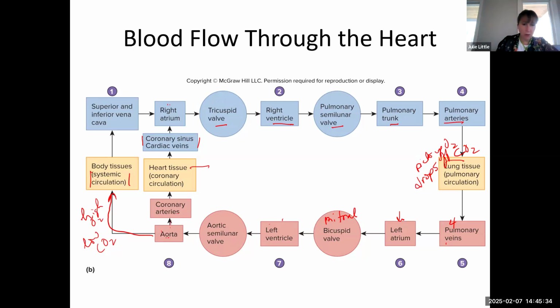The aorta, the coronary arteries, right and left, branch directly off the aorta, serve the heart tissue by going through the capillary beds, and then all the capillary beds form into veins called the cardiac veins, which dump into the coronary sinus, which goes into the right atrium.